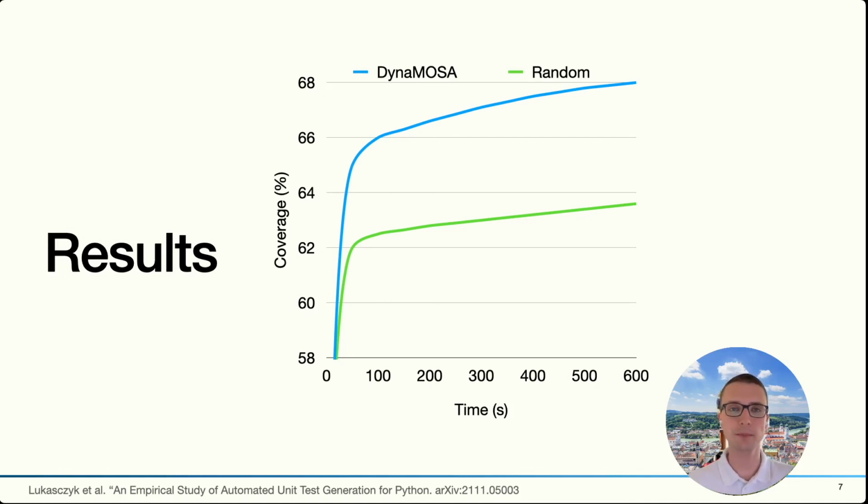The plot you can see shows the average coverage development over all modules over the generation time of 600 seconds. Best performing on our 118 modules in this experiment is the DynaMOSA algorithm, depicted in blue here, which reaches an average coverage of 68.0% over all runs. The algorithm yielding the least coverage in this experiment is our random algorithm, which is plotted in green here. It yields an average coverage of 63.5% after the 600-second runtime.